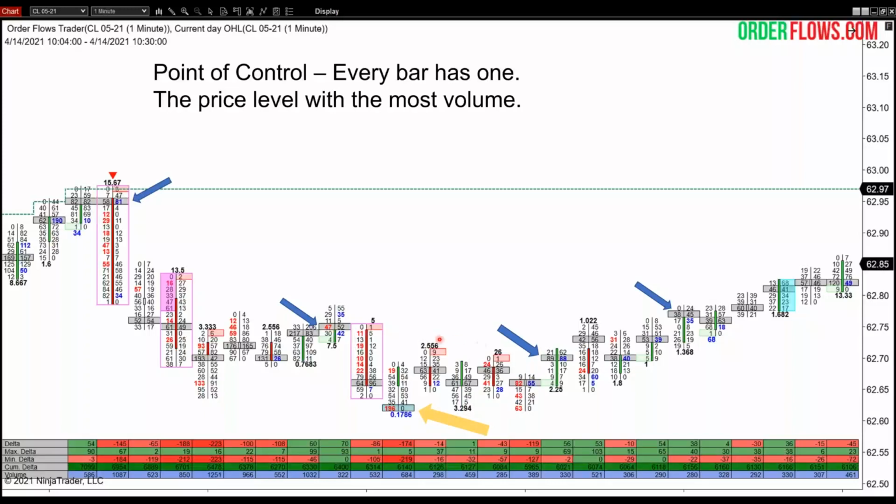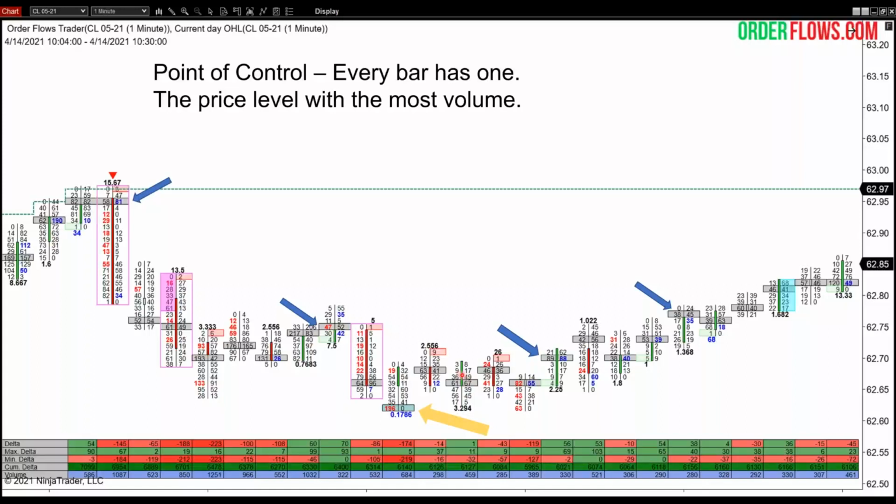Now, I have this one highlighted in yellow as opposed to blue because this is a special one. Okay, this is a special point of control. So every bar has a point of control, but not every point of control is going to matter, right? There's going to be certain points of control that are bullish, indicating support, or bearish, indicating resistance. This is a bullish one. That's why it's colored light blue in the box as opposed to gray.